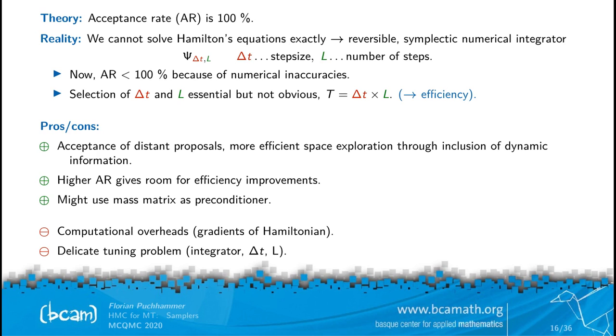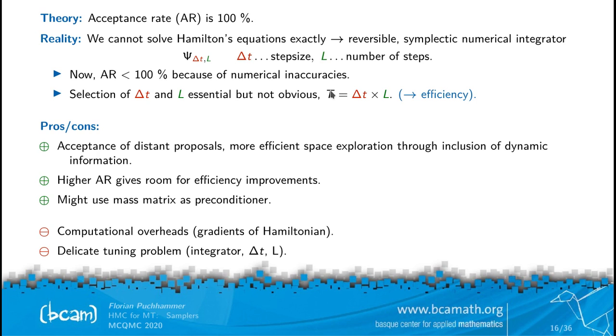And this is where numerical integrators come into play, which we denote here by capital psi, and delta t is the step size, and L is the number of steps we use for this integrator. Now we can get acceptance rates smaller than 100%, but it's only because we make some numerical errors when we use an approximative scheme. And of course, the selection of delta t and L is very important for the problem at hand, but it's really not obvious.